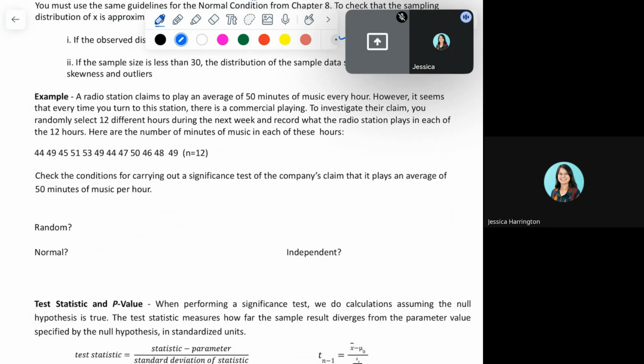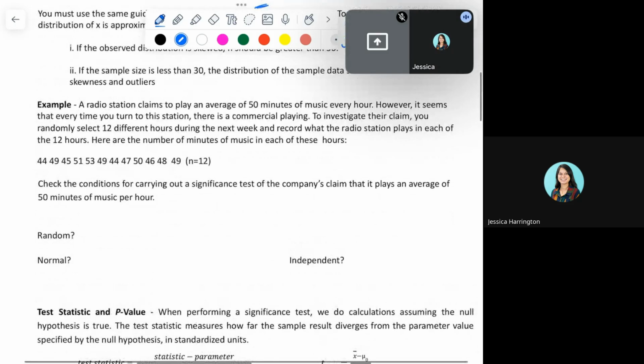So it says, check the conditions for carrying out a significance test of the company's claim that it plays an average of 50 minutes per hour. So we're checking the conditions. I think the word random is up here. Yes, random. So random is checked, right? Normal, we have a data set. So we actually need to graph it and see because they didn't tell us it's normal.